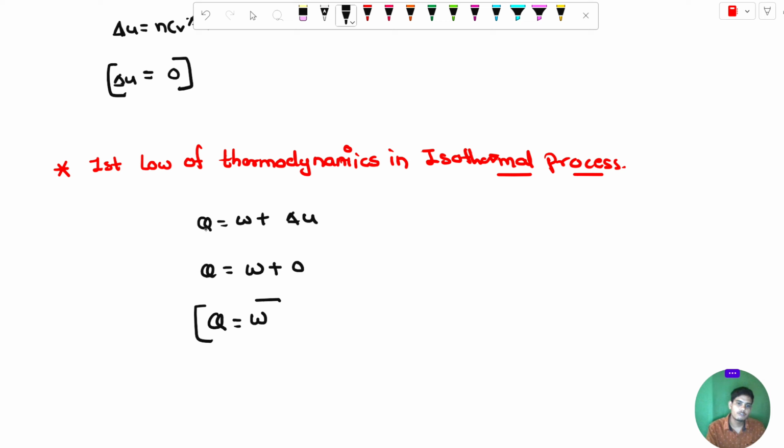That is, the heat is dependent on work. If the heat increases, the work also increases in the system. Now we can look at some conditions for a perfectly isothermal process. There are some conditions to prove whether this process is a perfectly isothermal process or not.